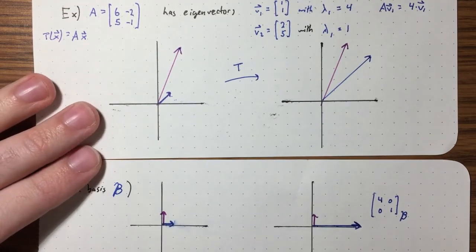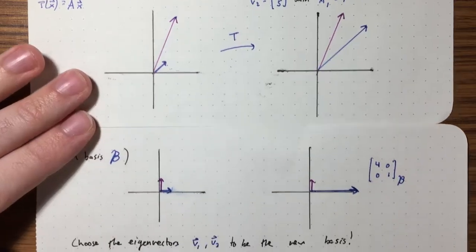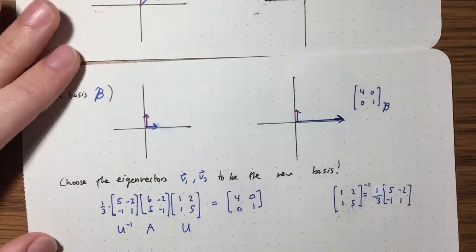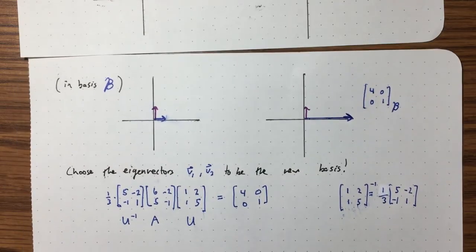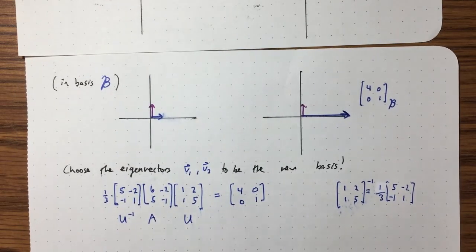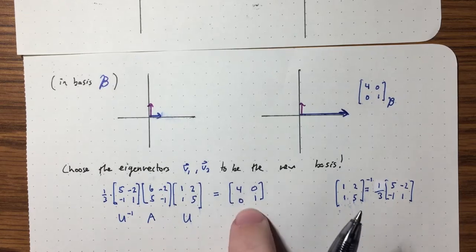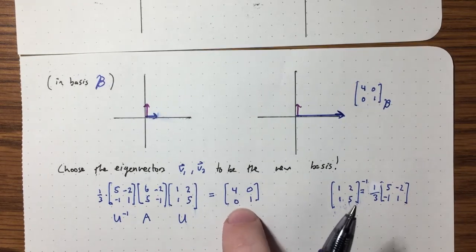But again, this is with respect to my new basis. So that's how I'm thinking of it. And if you multiply these out, you'll see that this is correct. You should get this matrix. So this is the idea behind diagonalization. You want to choose a basis so that you can express your linear transformation as a diagonal matrix, because these are easy to understand.